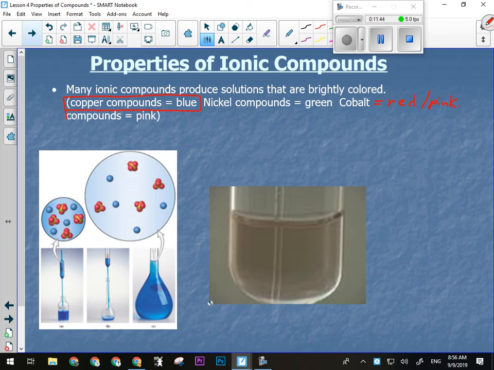Those ones are really, really useful when it comes time to say, I have compound C, which is a red crystalline solid, conducts electricity, and so on. That's probably this one, because this one contains cobalt, and you're done. So you get a few freebies when you're doing your identifications because of these obvious colors. Questions on those?